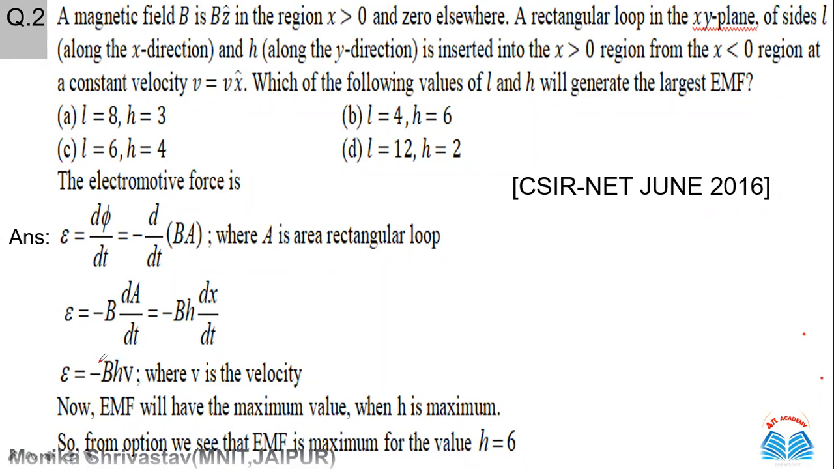Just keep in mind the EMF will have the maximum value when H is maximum, because you can see magnetic field is given, velocity is given. So the magnetic field and velocity will be the same for all those four options. Okay, the B is Bz always, the V is vx always for all these four options. So how can we calculate the answer? We can see that epsilon is proportional to this H. Okay, so epsilon will be maximum if H is maximum. So here you can conclude that the maximum value of H is in the B option. So the B option will be the right one.